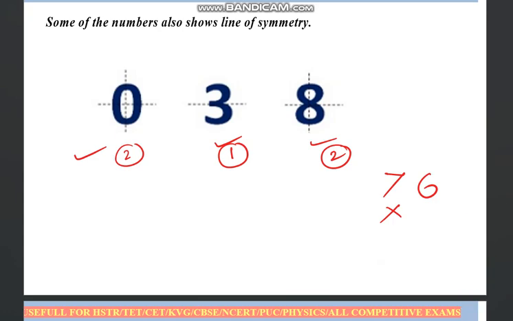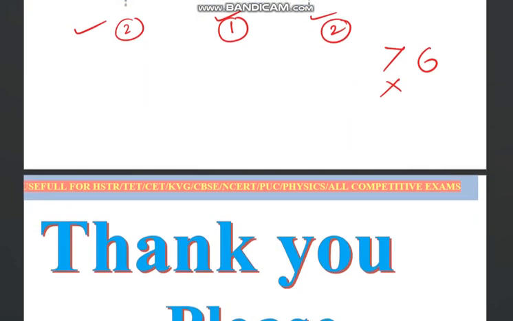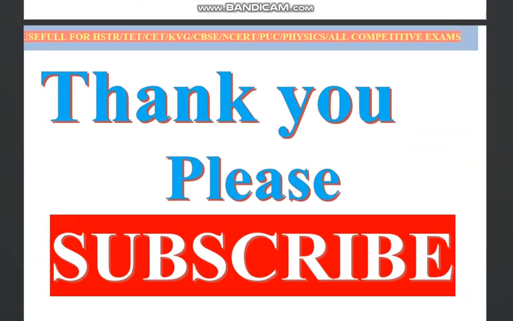In today's class, we covered the meaning of symmetry, lines of symmetry, and asymmetric figures.